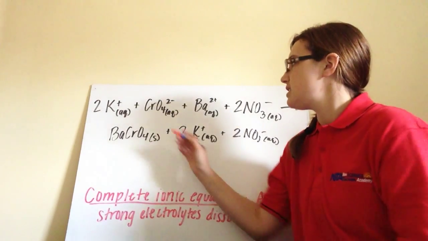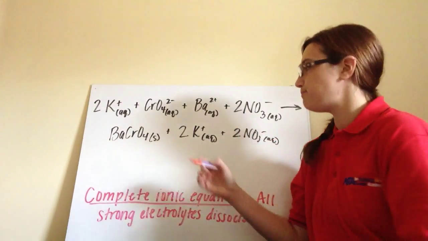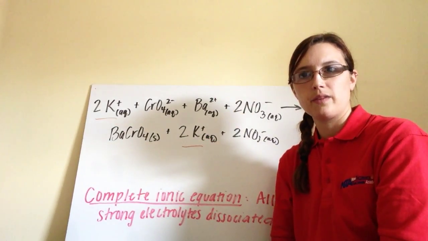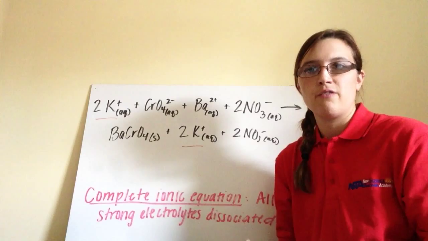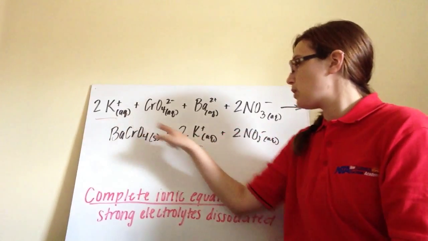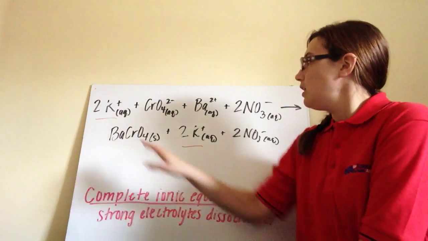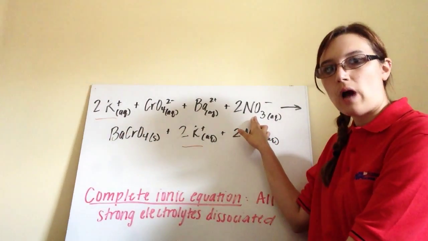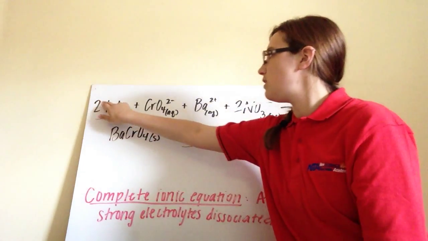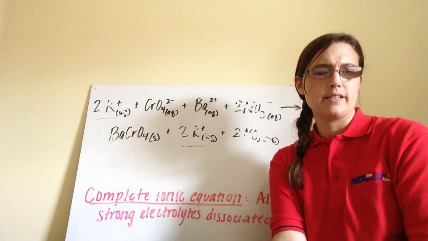We can also notice that we have some similar ions on the left and on the right. If you notice, we have 2K plus on the left, 2K plus on the right. Well, like math, if we have the same variable on the left as on the right, we can cancel it out. So we have 2K plus here, 2K plus. We're just going to cancel these out. If we follow through, we find we have 2 NO3 minus on the left, we have 2 NO3 minus on the right. So we just canceled out ions that were similar on both sides.